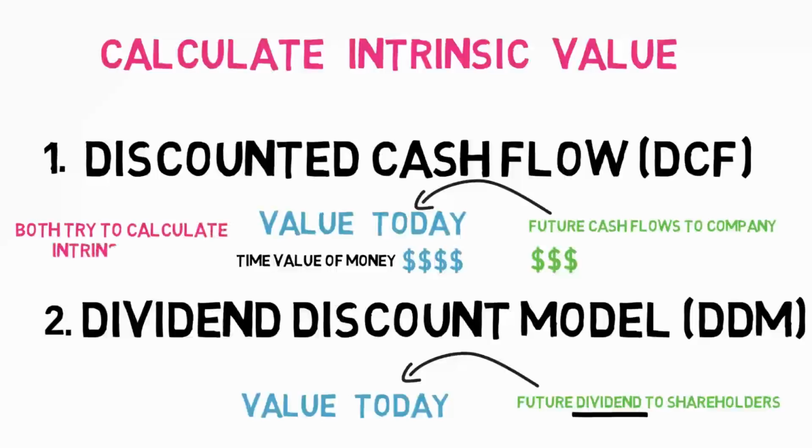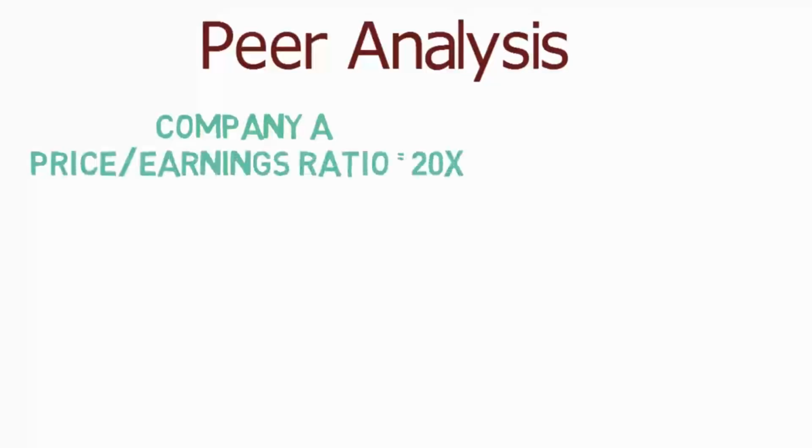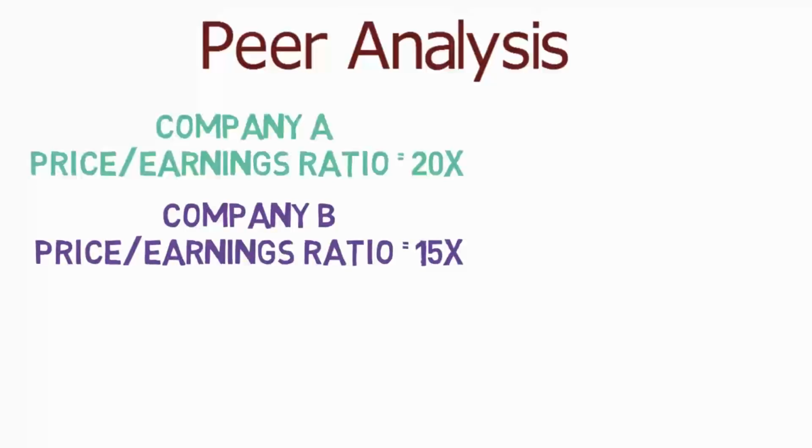Both the discounted cash flow and the dividend discount model are intended to calculate intrinsic value. But another popular method to identify value stocks is to simply compare a company to its peers. So if company A is trading at a price-to-earnings ratio of 20x and company B is trading at 15x, well then perhaps company B is a value opportunity.